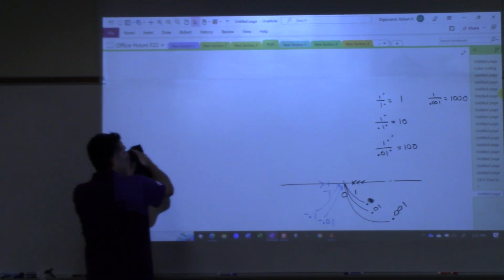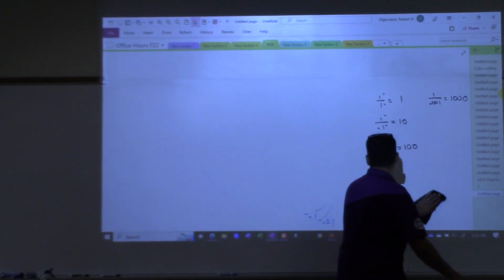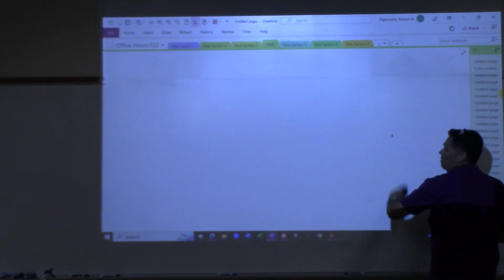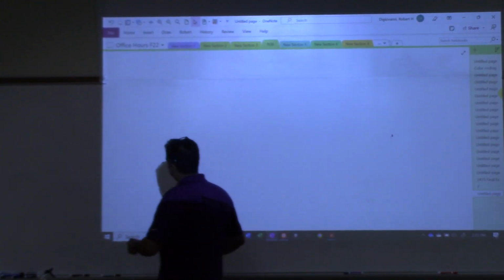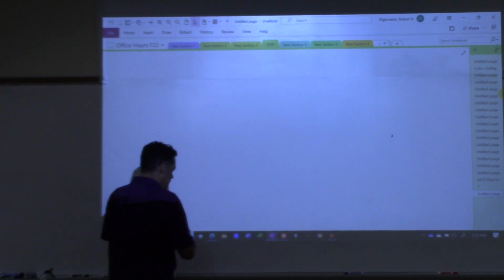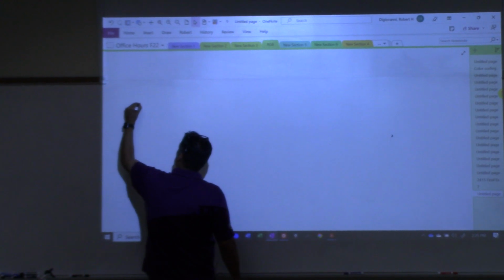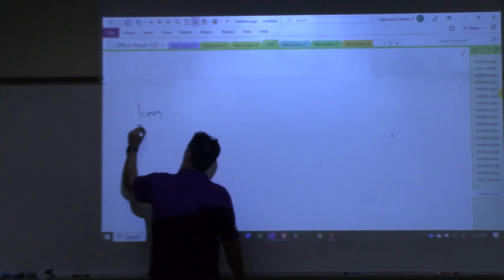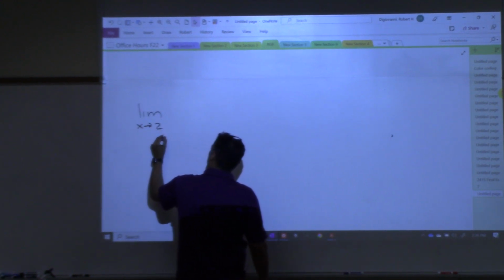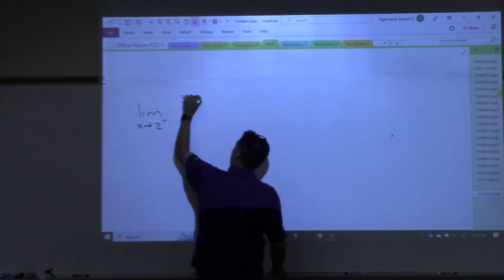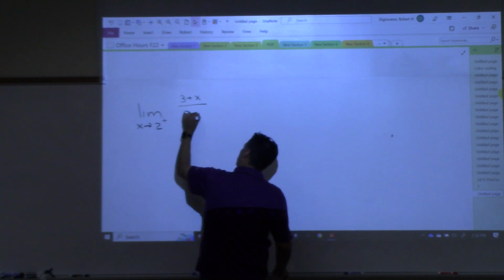So in this section, we're talking about limits involving infinity. This is what we're talking about first, okay? So I'm going to give you a limit right now. What's the limit as x approaches 2 from the right-hand side of (3 plus x) over (2 minus x)?